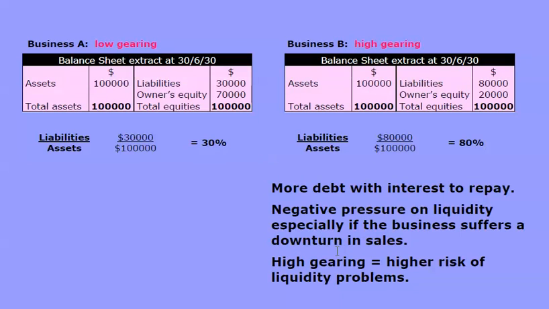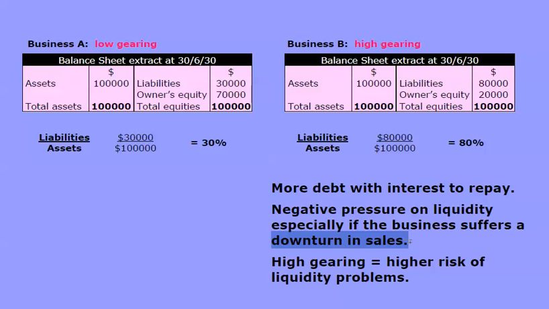The possible problem with a business with high gearing is that you have to repay the debt with interest. So there's more debt, and usually there's interest on the debt, so we have to repay the debt with interest, and that's going to put a negative pressure on liquidity. It's going to make it harder for the business to meet its short-term cash commitments in a timely manner, particularly if the business suffers a downturn in sales. It would then find it even harder to meet the liquidity requirements associated with the debt.